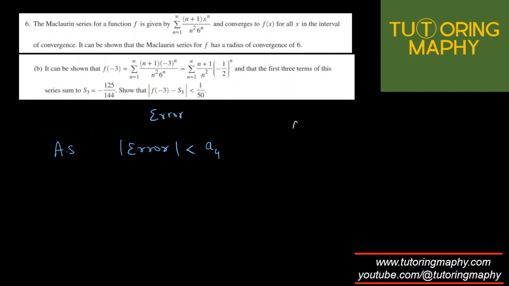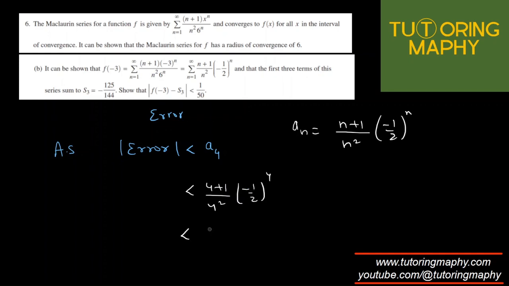We already have the simplified version of the a sub n expression. So let's write this separately over here, that a sub n is (n plus 1) over n squared times negative 1 over 2 raised to n. So all we need to do is plug in 4 over here. So that's going to look like (4 plus 1) over 4 squared times negative 1 over 2 raised to 4. So that's going to look like 5 over 16 times 1 over 16, and 16 times 16 is 256. But I need to determine whether this is less than 1 over 50 or not, which obviously I do not have that expression right now.